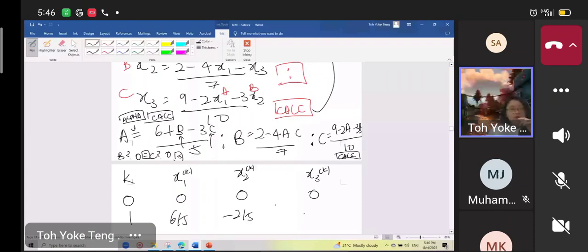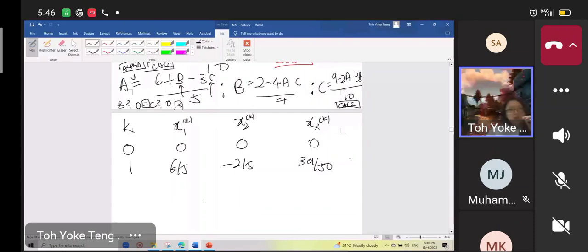Once you get these values and press the equal sign again, your screen shows the value of B at this step. Why? Since you assigned the value to the calculator already, once it obtains the latest value, it stores it in your calculator. So the calculator stores the latest value of B as negative 2 over 5, and then you press the equal sign again. Your calculator will show the latest value of C as 39 over 50. No need to do anything else, you just press the equal sign.